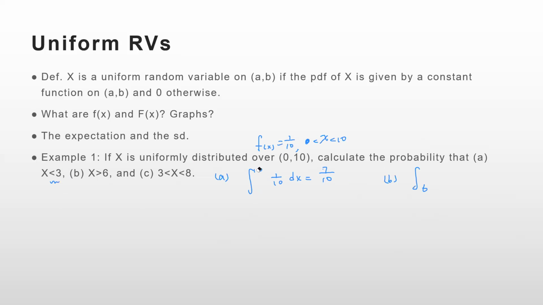Okay. It's from 0 to 3, and you would have 3 over 10. From 6 to 10, you have 1 over 10, that is 4 over 10, which is 2 fifths. C, from 3 to 8, 1 over 10 dx, you have 1/10 times 8 minus 3, which is 5, so it's half.